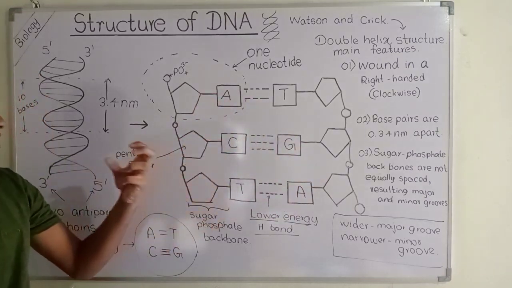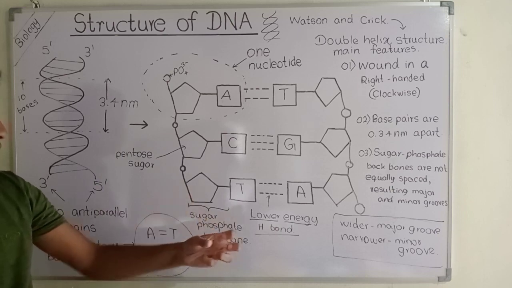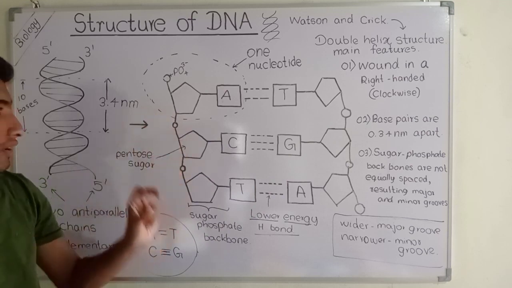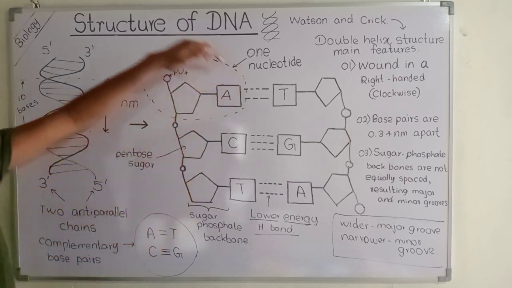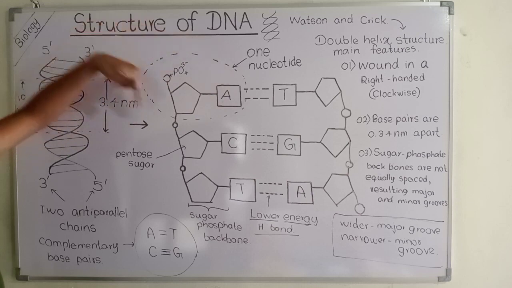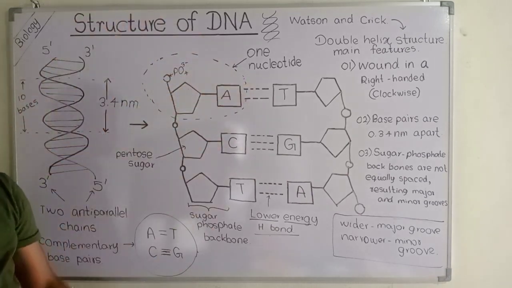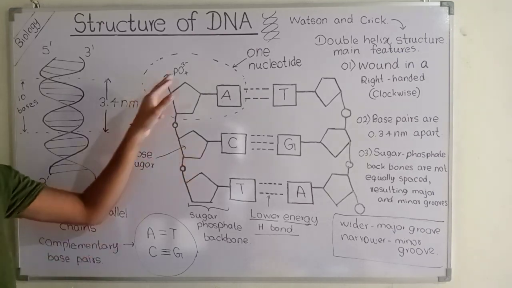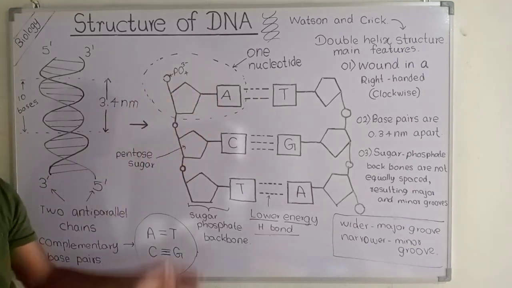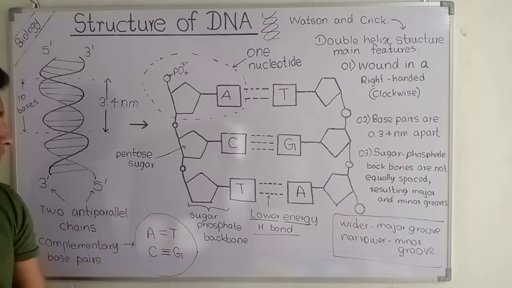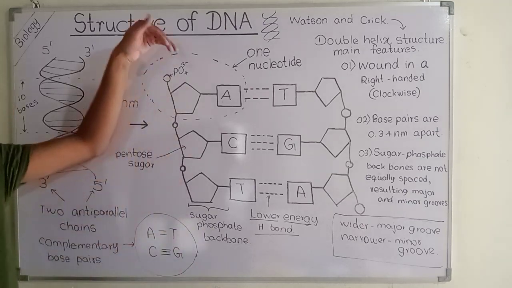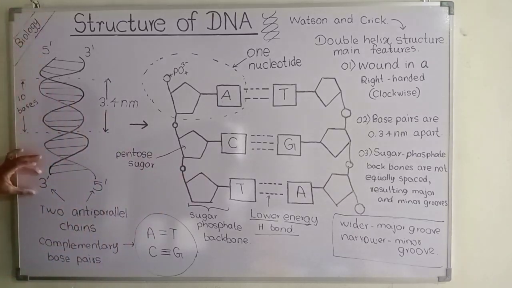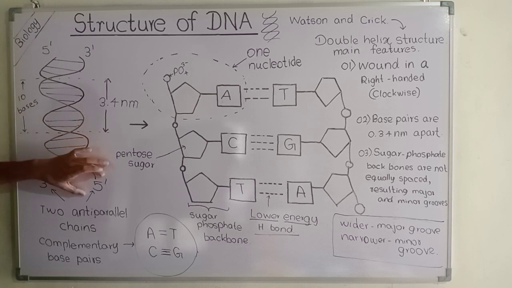If we consider this structure of the DNA molecule, we can observe one nucleotide like this structure on the whiteboard. We can observe pentose sugar, phosphate group and nitrogenous base like adenine, thymine, cytosine, guanine. These two strands are antiparallel, like 5 prime to 3 prime end, 3 prime to 5 prime end.